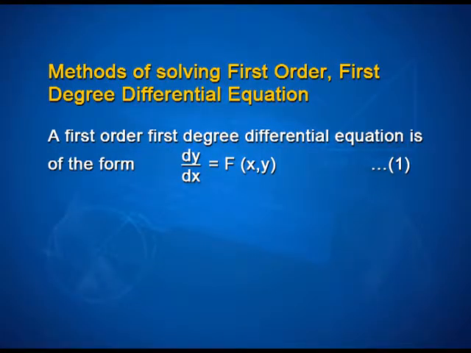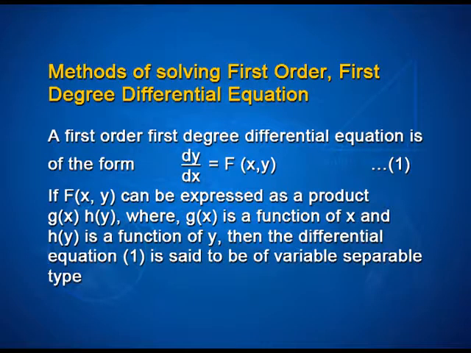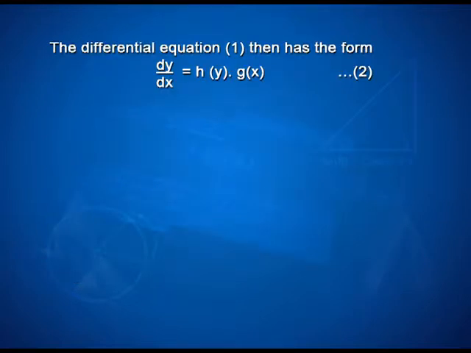A first order, first degree differential equation is of the form dy upon dx is equal to f of (x, y). Take this as equation 1. If f of (x, y) can be expressed as a product g of x into h of y, where g of x is a function of x and h of y is a function of y, then differential equation 1 is said to be of variable separable form. The differential equation 1 then has the form dy upon dx is equal to h of y into g of x. Take this as equation number 2.